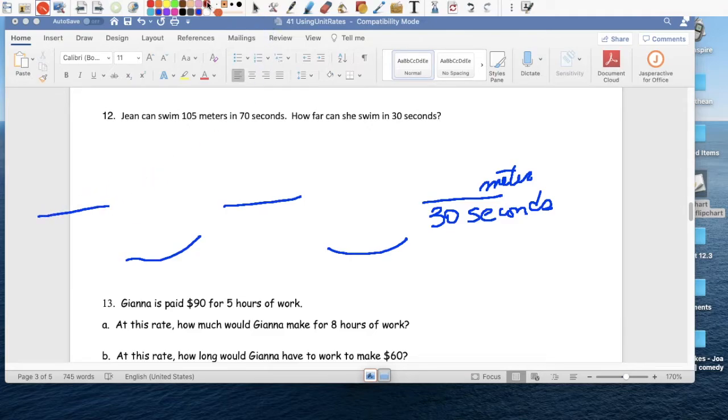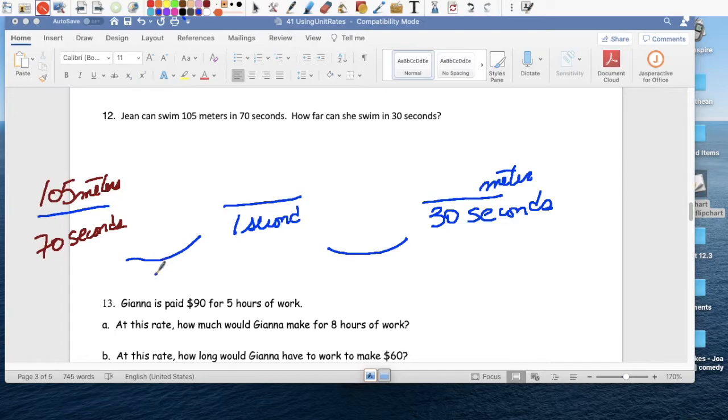Okay, empezamos. What do we start with? We start with 105 meters en 70 segundos, right? So we want to change that to a unit rate. I'm going to put a 1 here. En un segundo, ¿cuál es la distancia que ella va a nadar?